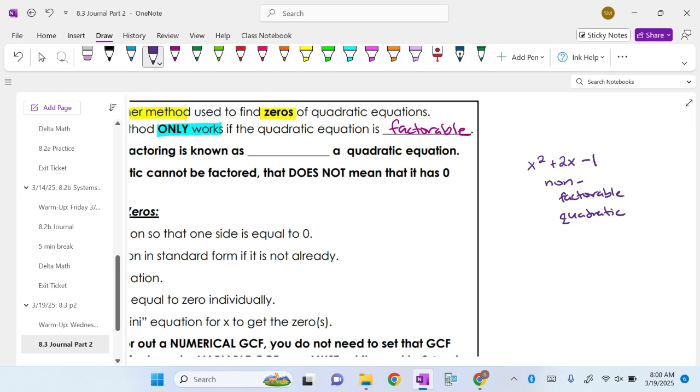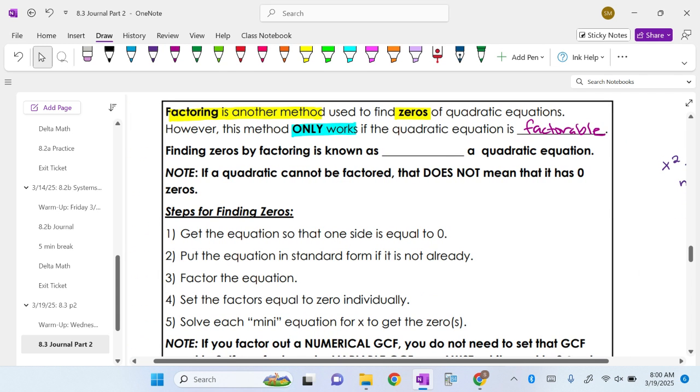So that's what I mean when I say if the quadratic is factorable. Some quadratics are factorable, others are not. Factorable ones are typically going to have very nice zeros. They're either going to be very simple fractions or whole numbers on a graph. All right.